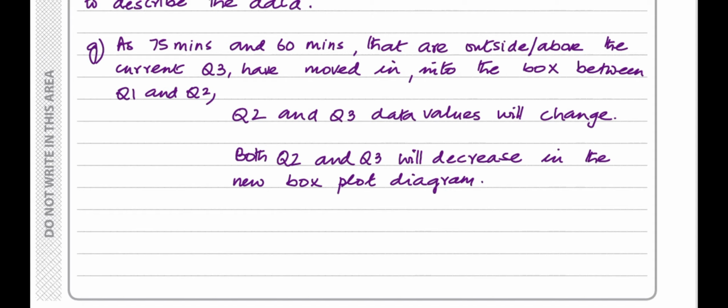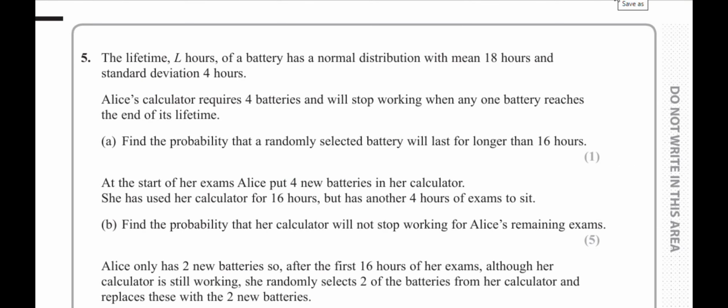That's it. Question 5. The lifetime L hours of a battery has a normal distribution with mean 18 hours and standard deviation 4 hours. Alice's calculator requires 4 batteries and will stop working when any one battery reaches the end of its lifetime. Question A. Find the probability that a randomly selected battery will last for longer than 16 hours.